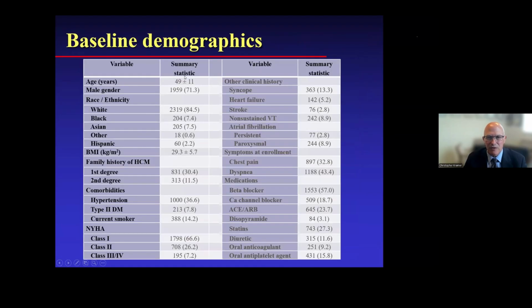I don't mean for you to read this slide. It's too busy. This is from our baseline paper in JACC, just describing the patient population. I'll read it to you. The important findings: the mean age was 49, 71% male, 16% underrepresented minorities. They were overweight. 41% either had a first or second degree relative with HCM, and hypertension was quite prevalent, about 37%. 92% of the patients were either in class 1 or class 2 NYHA heart failure.